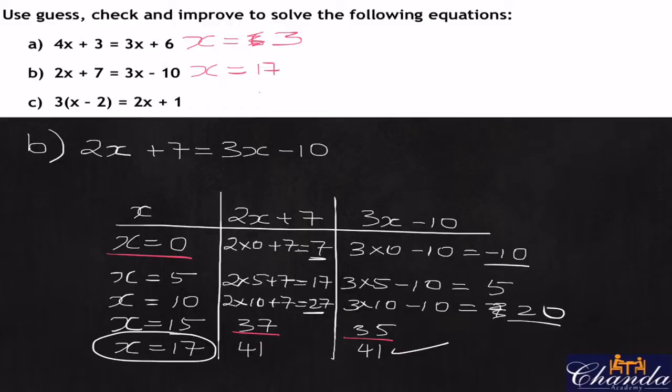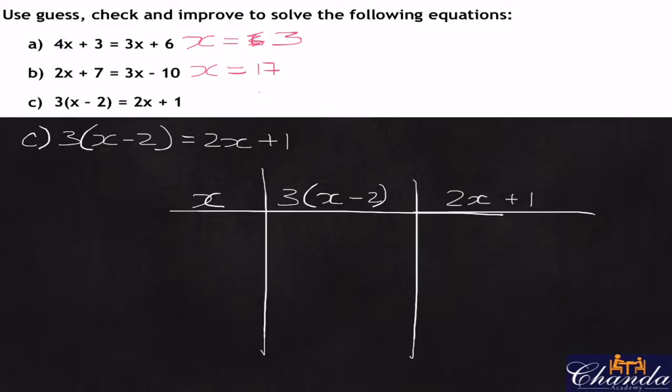Okay, now let's move to part C. Alright, so we have part C. So 3 bracket x minus 2 is equal to 2x plus 1. So same process. Let's try x equals 1. So we have 3 bracket 1 minus 2. 1 minus 2 gives me negative 1. 3 times negative 1 gives me negative 3. Then we have 2 times 1 plus 1, which gives me positive 3. Okay, so we are still 6 apart.